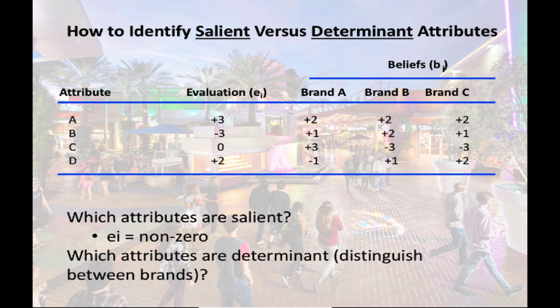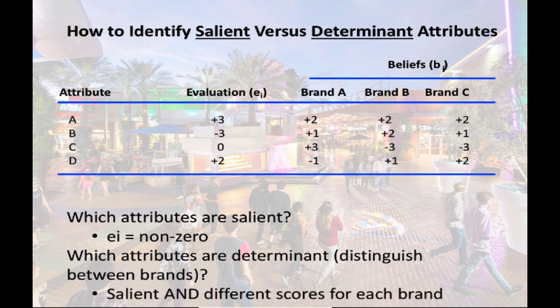Now, which attributes are determinant? The term determinant means it's an attribute that distinguishes the consumer's attitude towards brand A versus B versus C. It must be an attribute that is salient, meaning that the evaluation score is non-zero, and that the belief scores are different for each brand.